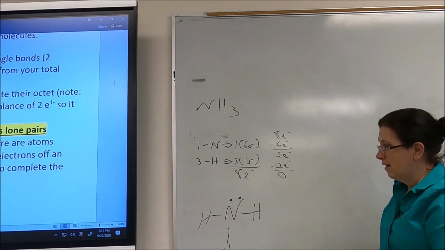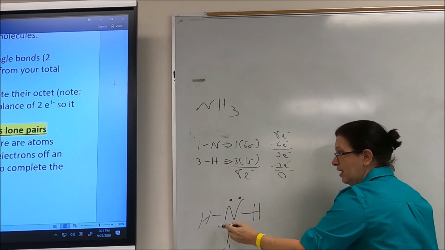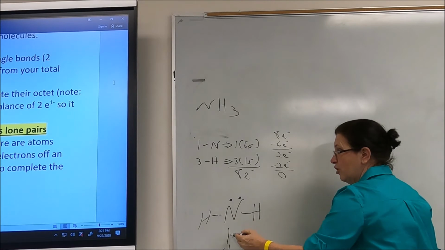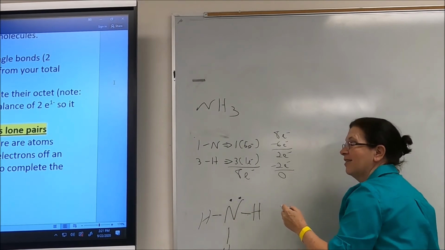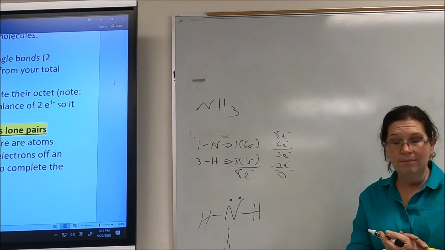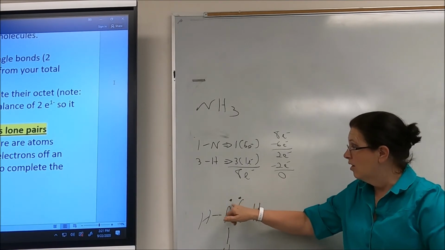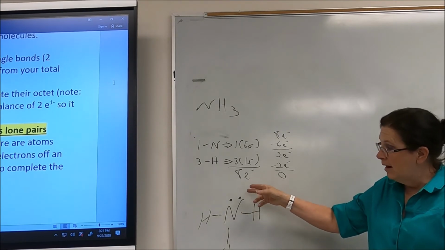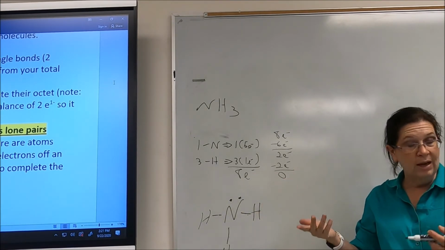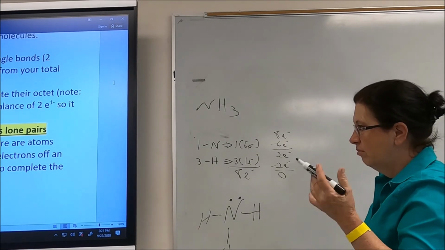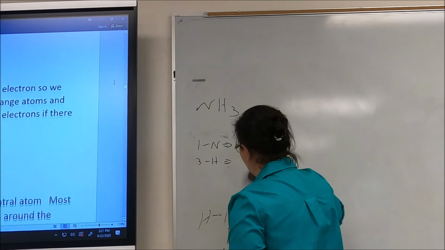Now it's time to check. Each hydrogen sees 2 electrons, it's good. The nitrogen sees 2, 4, 6, 8. Nitrogen sees the magic number of 8, we're done. Okay? This pair of electrons is called a lone pair because it's an electron pair in the atom's valence that's not involved in bonding. Now let's jump it up a little bit.